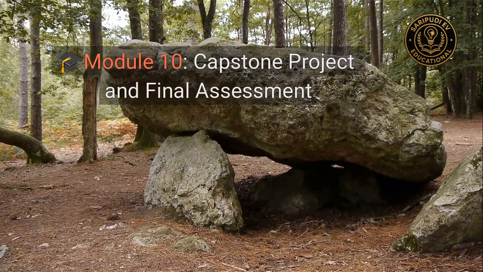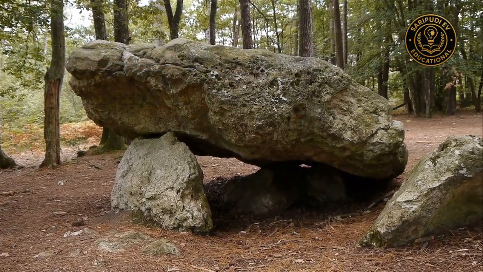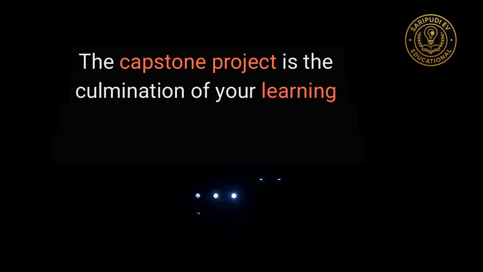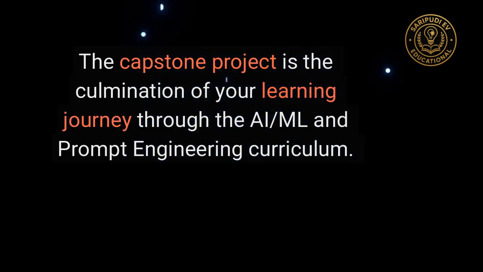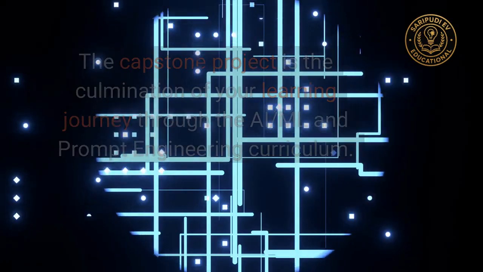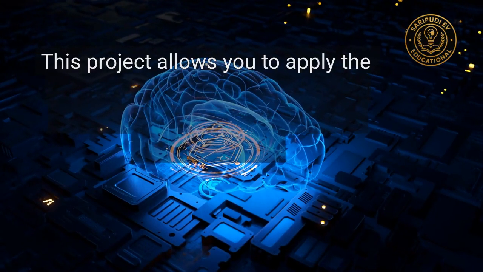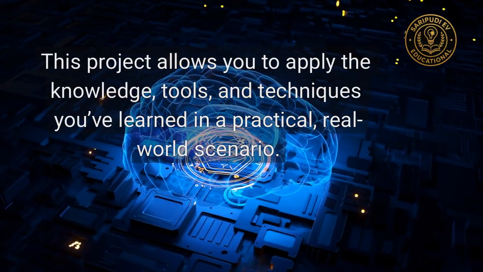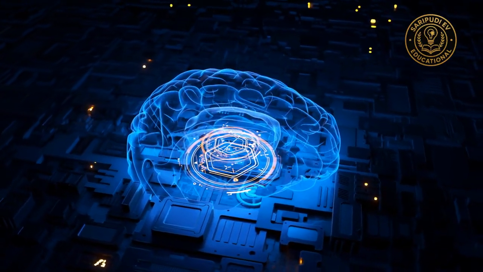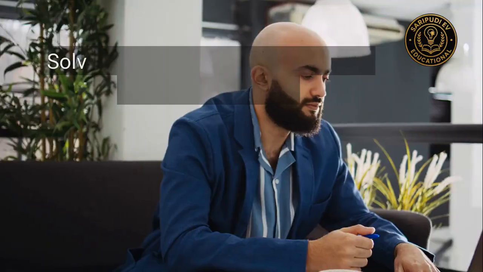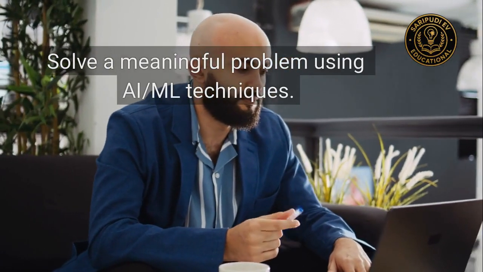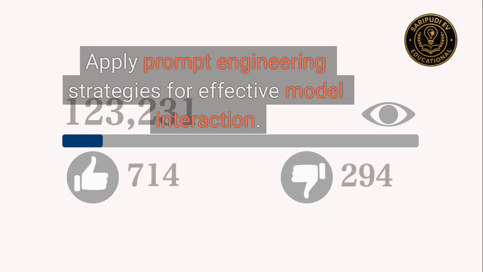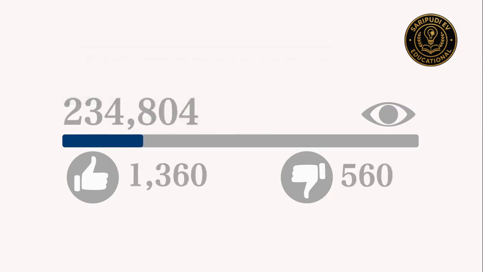Module 10: Capstone Project and Final Assessment. Defining the Capstone Project scope. The Capstone Project is the culmination of your learning journey through the AI, ML and prompt engineering curriculum. This project allows you to apply the knowledge, tools, and techniques you've learned in a practical, real-world scenario. Objectives: solve a meaningful problem using AI, ML techniques. Apply prompt engineering strategies for effective model interaction.